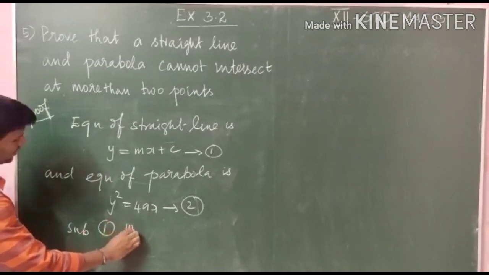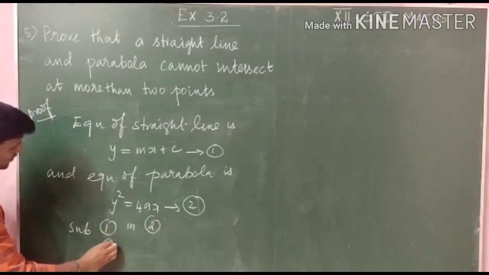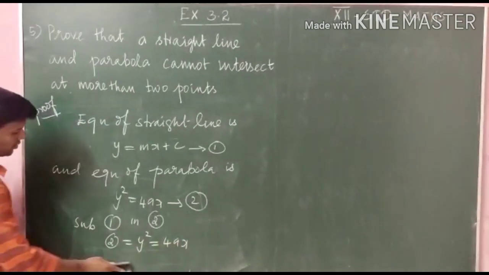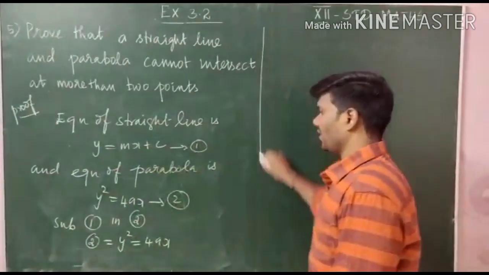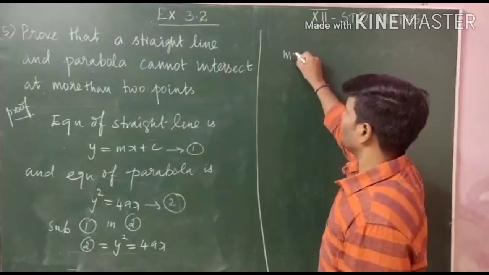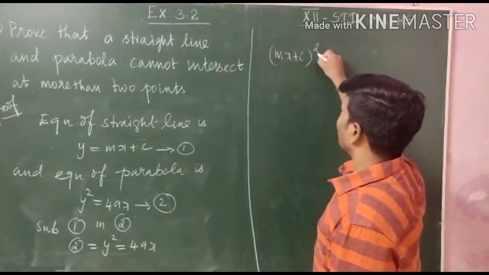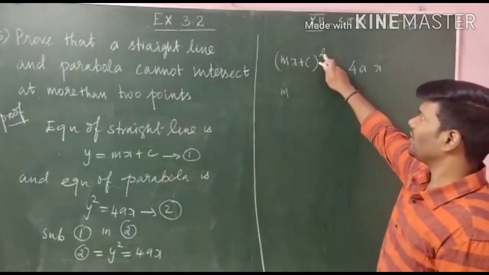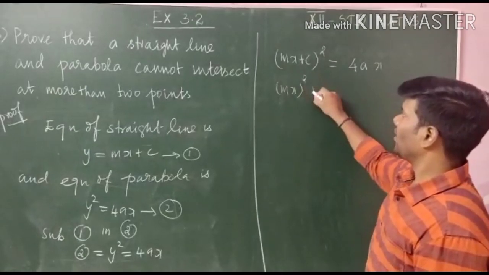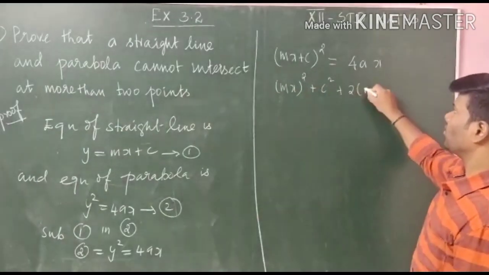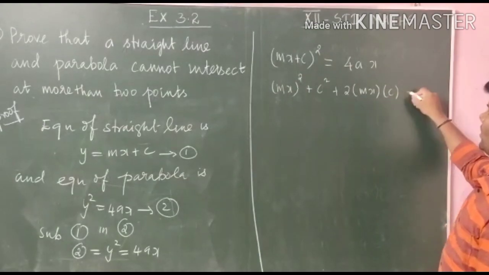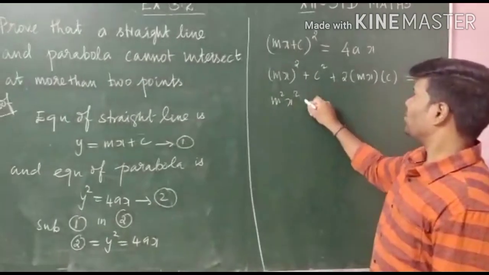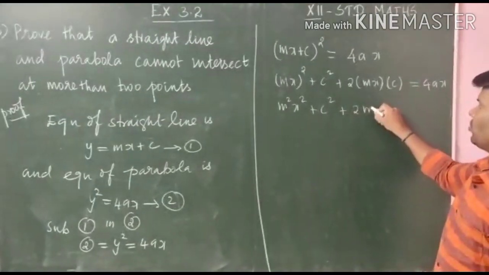Substitute the first equation in the second equation. So what is our second equation? y square equal to 4ax. Substitute the value of y. So y is equal to what? mx plus c. So (mx plus c) the whole square equal to 4ax. Expand this using the (a plus b) the whole square formula: a square plus b square plus 2 into a into b is equal to 4ax. So when you expand this, m square x square plus c square plus 2mcx.